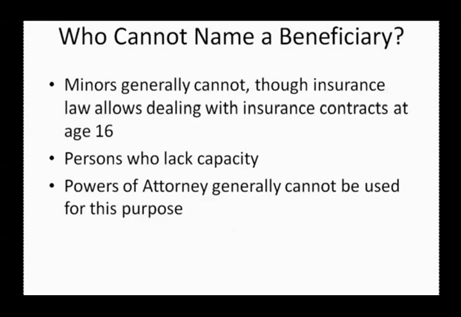Now, there are some folks who are not allowed to name a beneficiary either. So minors, as an example, cannot name beneficiaries. There are some exceptions to this. One exception would be insurance contracts at the age of 16. Another set of exceptions is that minors in some circumstances can write wills, and this varies from province to province, but for the most part, a minor starting at age 16 can write a will if it's a service will, and that would come about because that person had joined the Canadian Armed Forces, or if this person is a merchant mariner, they can write a will.